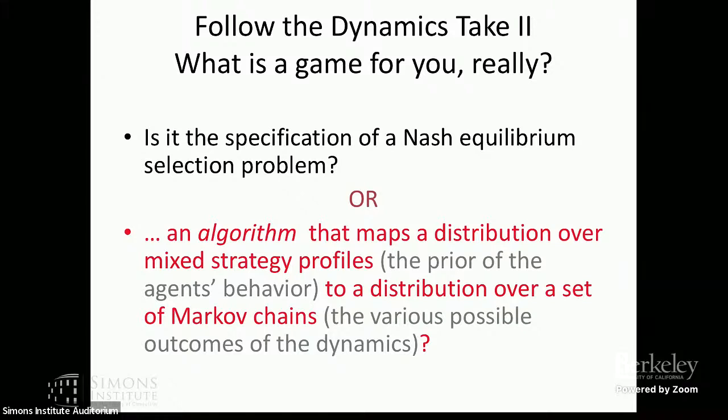What is a game for you? Is it a specification of a Nash equilibrium selection problem? Because that's what they have been telling us. Or an algorithm that maps a distribution over mixed strategy profiles, the prior of the agents' behavior, to a distribution over a set of Markov chains, the various possible outcomes of the dynamics.